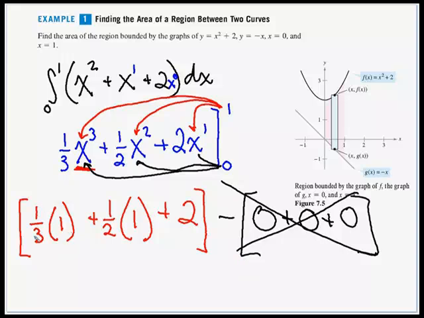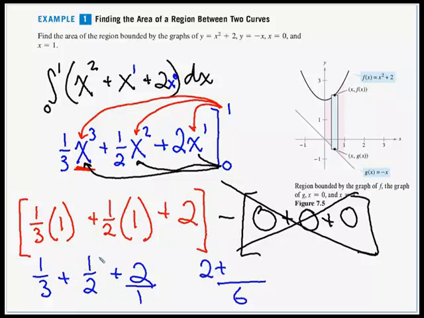So let's work with our fractions. 1/3 times 1 is 1/3, plus 1/2 times 1 is 1/2, plus 2. So if we get common denominators here, our common denominator would be 6. So 1/3 written as 6 would be 2/6, plus 1/2 written as 6 would be 3/6, plus 2 would be 12/6. And let's see if we add those up, we get 17/6.